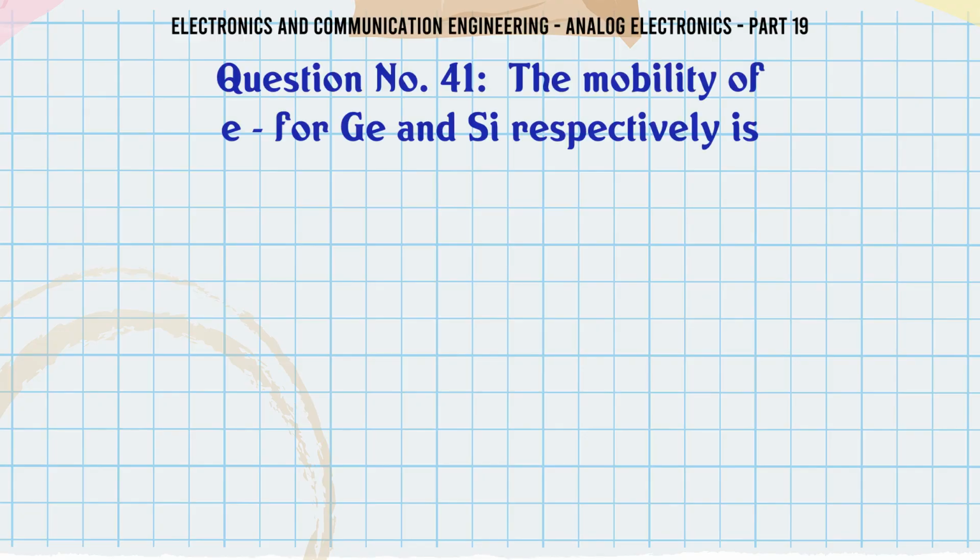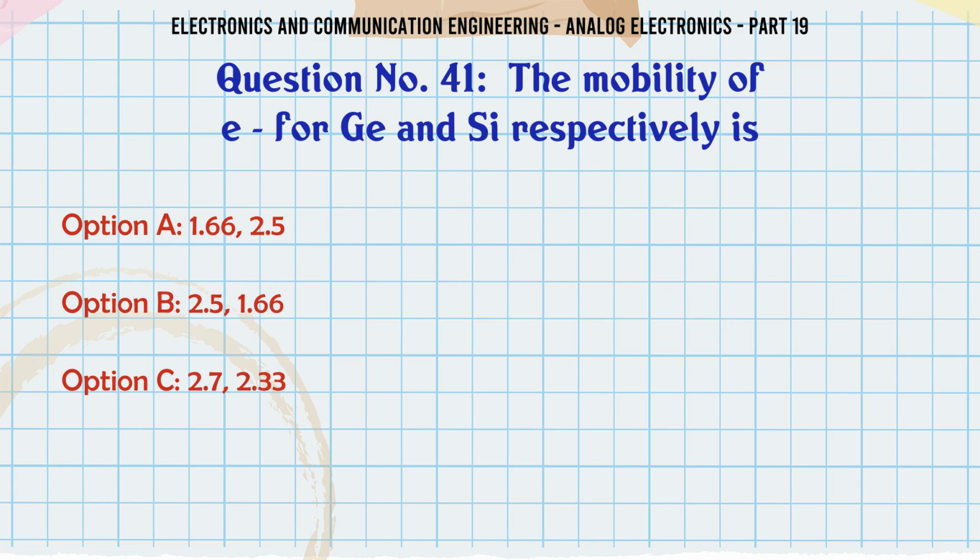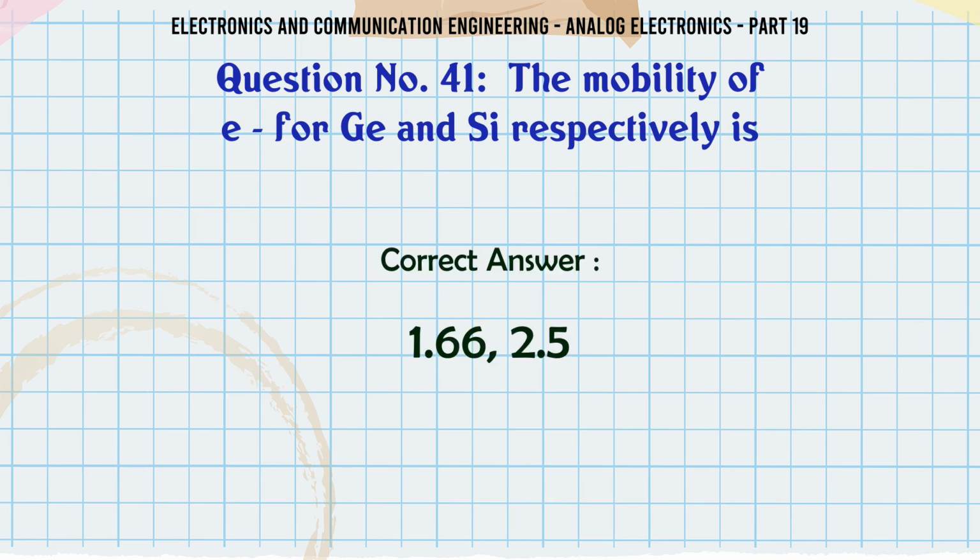The mobility of electrons for Ge and Si respectively is A. 1.66 2.5, B. 2.5 1.66, C. 2.7 2.33, D. 2.33 2.7. The correct answer is 1.66 2.5.